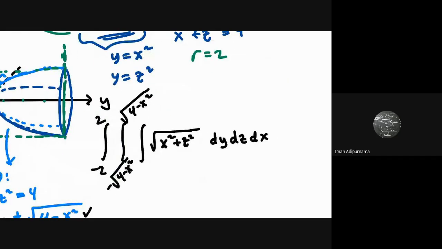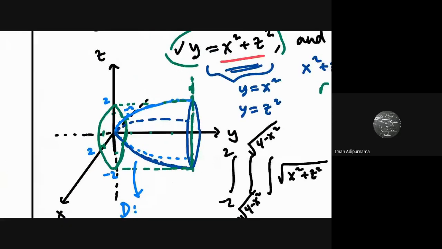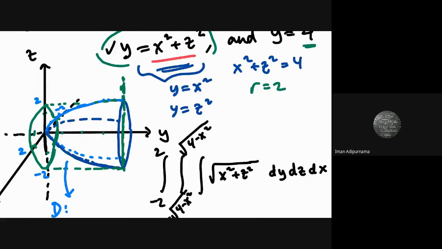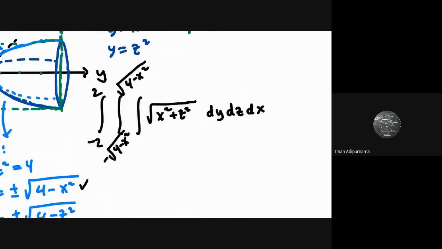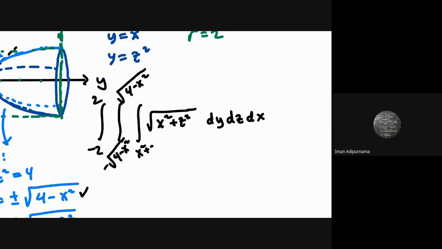a function. So if you look from the picture here, for the y-axis, it starts from these equations, right? The paraboloid equation, until y equals 4, right? So I start from this boundary until 4, like that. So we can start to integrate this.